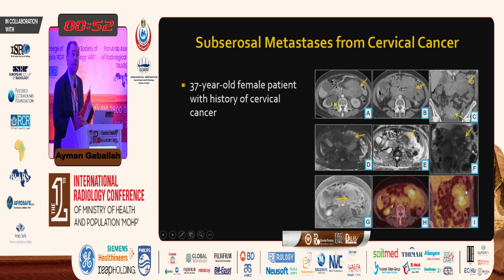Patient with cervical cancer, diffuse wall thickening there on MRI and CT, and also uptake on PET-CT. There is something called subserosal metastasis. It is a well-known entity, and it can happen with different malignancies as well.